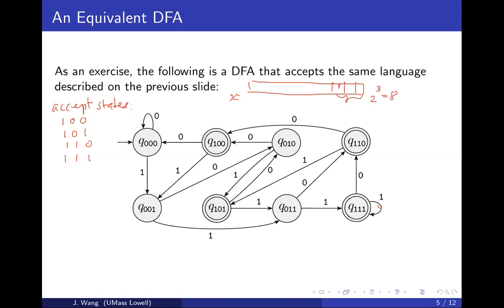That serves the purpose of memorizing what we have for the last three symbols. We use a subscript to indicate which substring of the last three symbols we are in. So we have Q000, 001, 010, and 011. At the beginning, we'll start from all zeros.